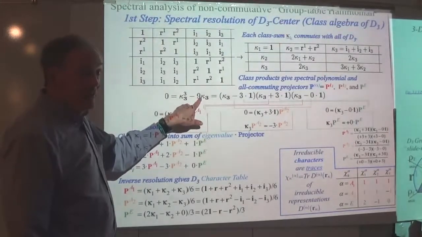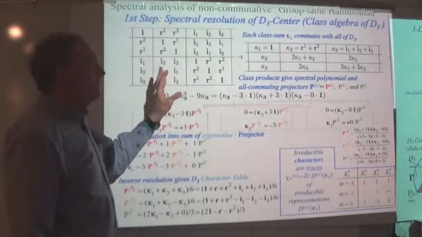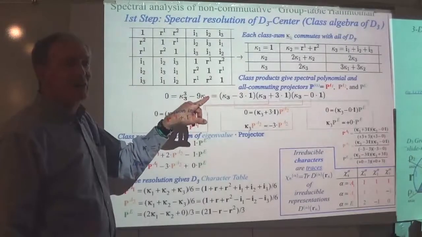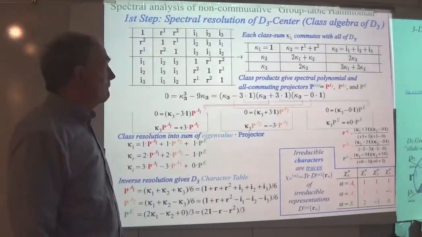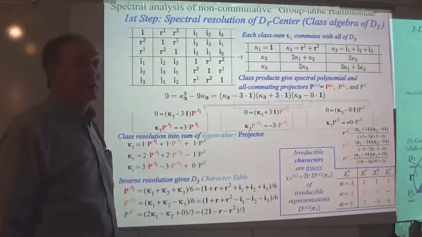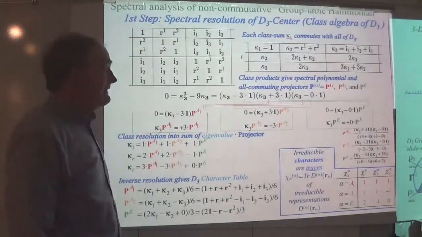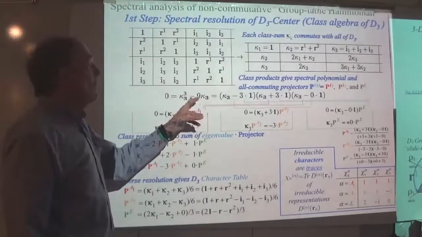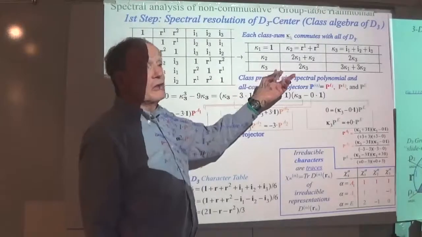Does that make sense? I passed over that pretty quickly there, but that's what you get. Some operations. K3 cubed is 9 K3. And that's what you're looking for when you want to make a polynomial to give you projection operators, right?